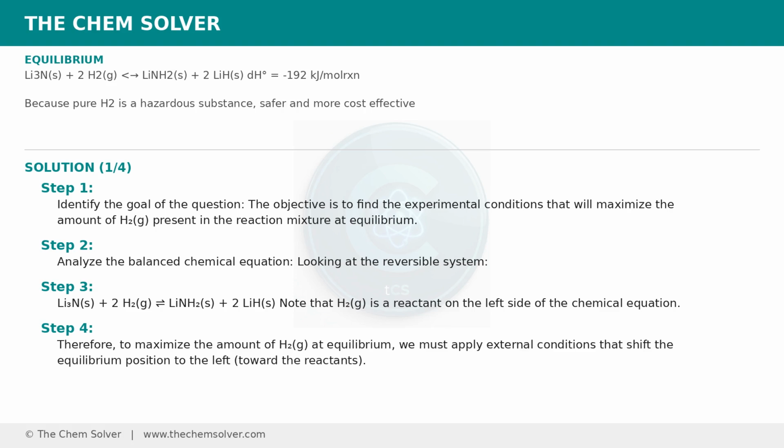Identify the goal of the question. The objective is to find the experimental conditions that will maximize the amount of H2 present in the reaction mixture at equilibrium. Analyze the balanced chemical equation.